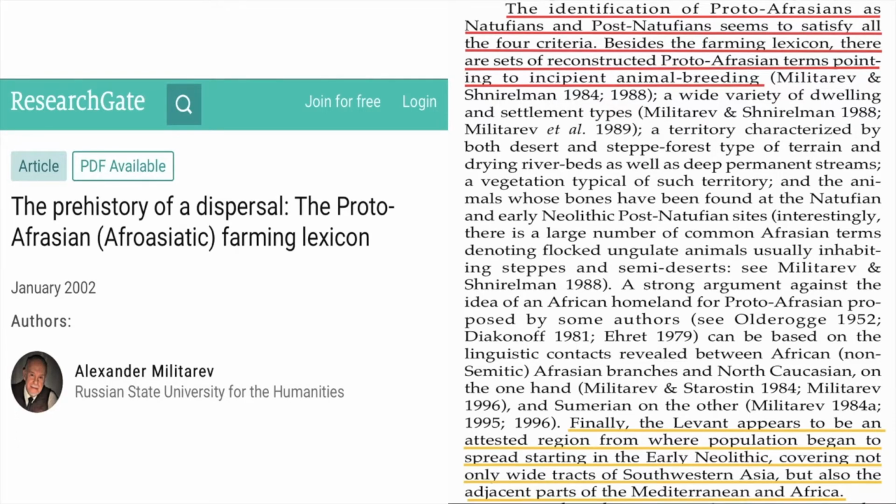The identification of Proto-Afrasians as Natufian and post-Natufians seems to satisfy all four criteria. Besides the farming lexicon, there are a set of reconstructed Proto-Afrasian terms pointing to incipient animal breeding. Finally, the Levant appears to be an attested region from where population began to spread starting in the early Neolithic, covering not only wide tracts of southwestern Asia, but also the adjacent parts of the Mediterranean and Africa.